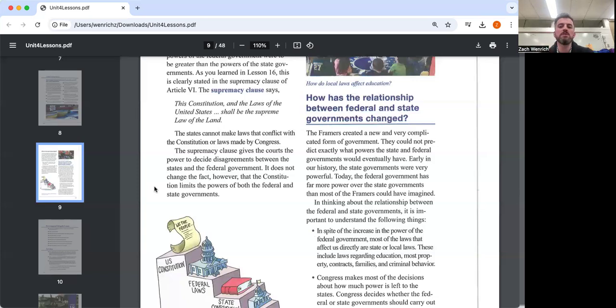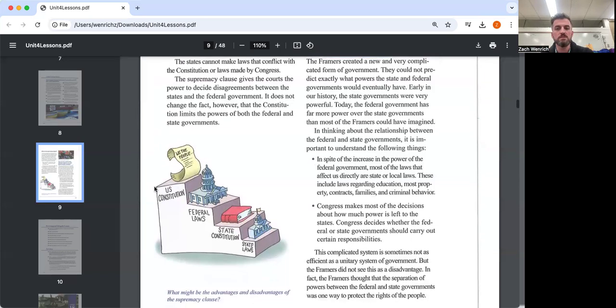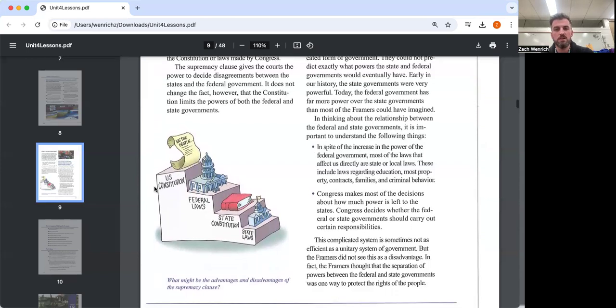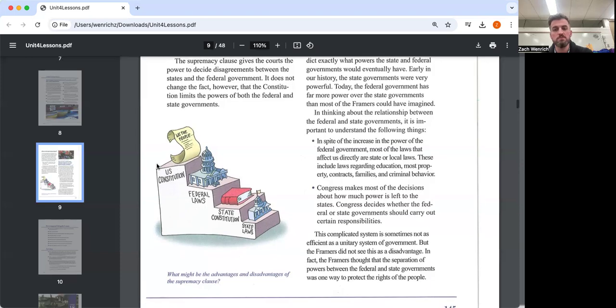In thinking about the relationship between the federal and state governments, it's important to understand the following things. One, in spite of the increase in the power of the federal government, most of the laws that affect us directly are state or local laws. These laws include regulations regarding education, most property, contracts, families, and criminal behavior. Congress makes most of the decisions about how much power is left to the states. Congress decides whether the federal or state government should carry out certain responsibilities.